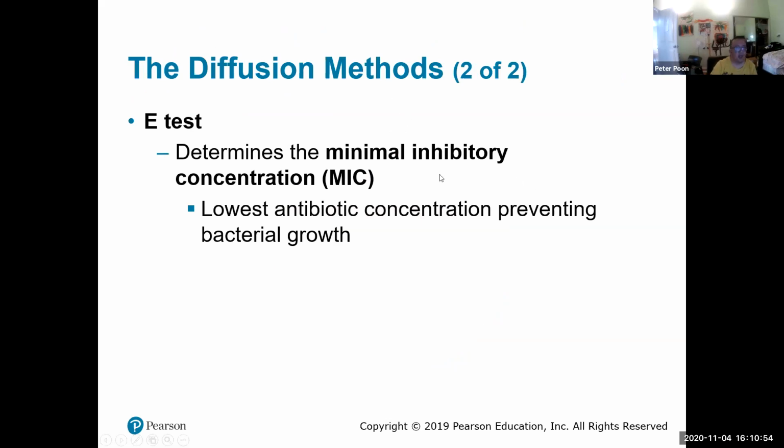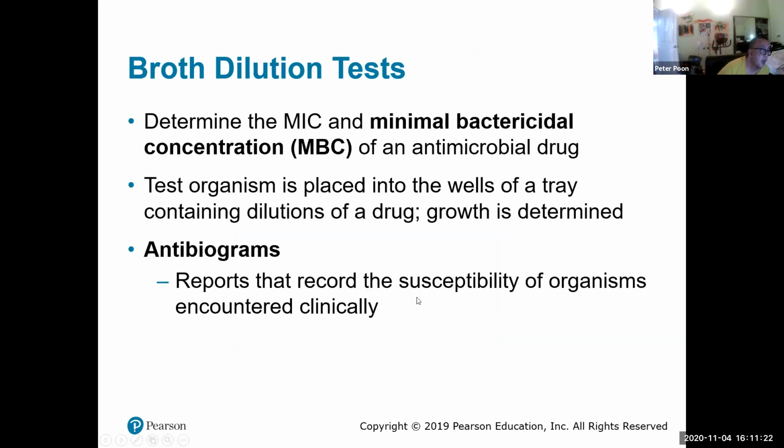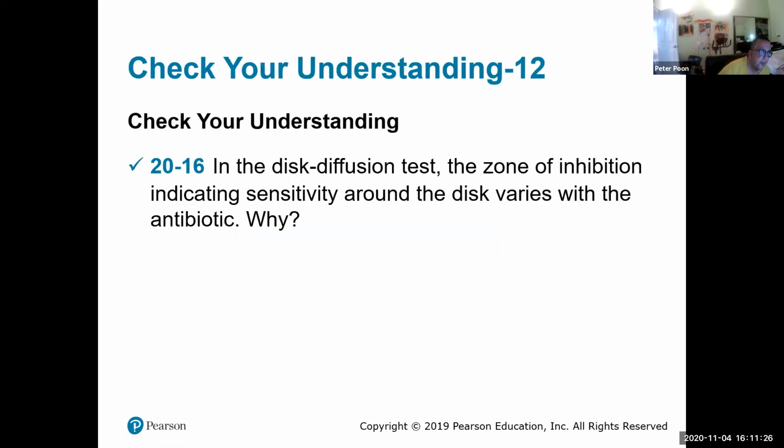The other test is the E-test. You can measure the minimal inhibitory concentration. You can see this tape right here has this drug in different concentrations, higher at the top and lower at the bottom. Here you see the border where it's the minimal inhibitory concentration, and then below that they grow very well. We can skip the broth dilution tests.